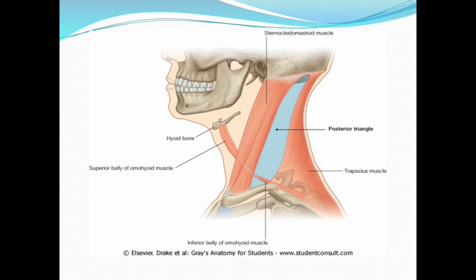The apex is formed at the superior nuchal line. You can see a portion of the skull is shown here. So the apex is formed at the superior nuchal line on the skull where the two muscles, the sternocleidomastoid and the trapezius muscle, meet.